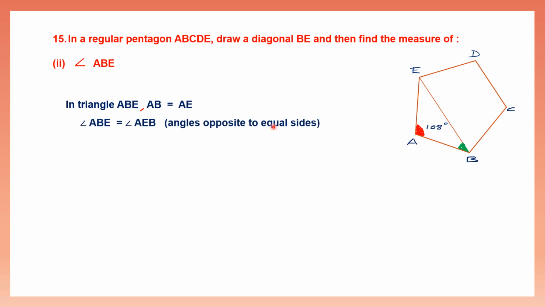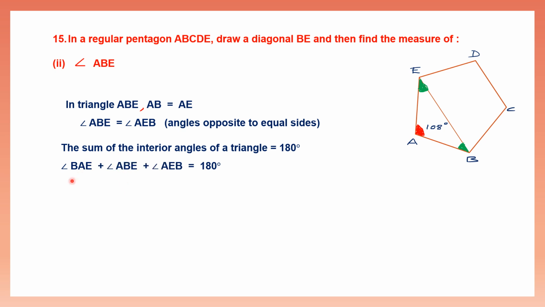That means angles opposite to the equal sides, that is angle ABE and angle AEB, will be equal to each other. This angle and this angle will be equal to each other. So the angles marked in green are equal. Now we need to find angle ABE. So let's use this property. The sum of the interior angles of a triangle is equal to 180 degrees, so angle BAE, angle ABE and angle AEB will all add up to 180 degrees.